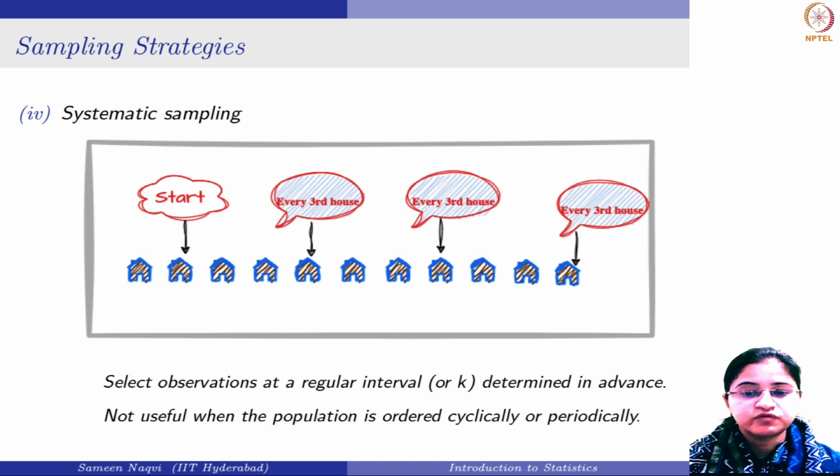It is not useful when the population is ordered cyclically or periodically, because it is going to repeat every time and you will get a similar set of data. So these are the 4 commonly used sampling techniques.